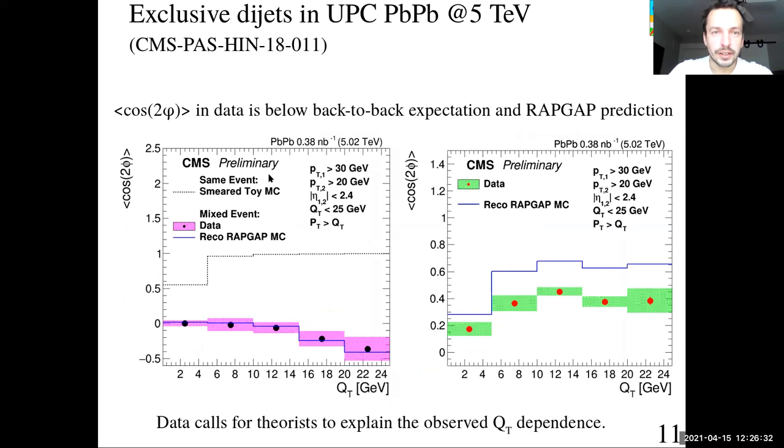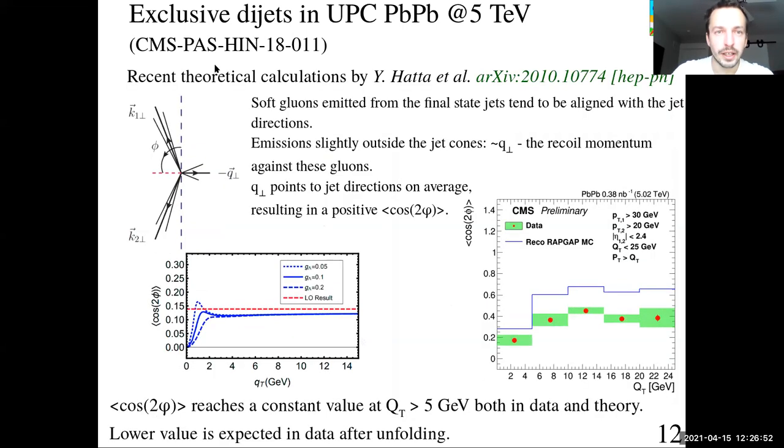So what we can see is that our measured second Fourier harmonic, the average value of cosine 2 phi, is below the back-to-back expectation and also the RAPGAP prediction. So our data calls for theories to explain the observed dependence. And after we released these preliminary results, these calculations were performed by Hatta and Zhou, and in their paper, they considered soft gluon emission from the final state jets, and emissions outside the jet cones should result in the QT being the recoil momentum against these jets, and thus result in a positive value of cosine.